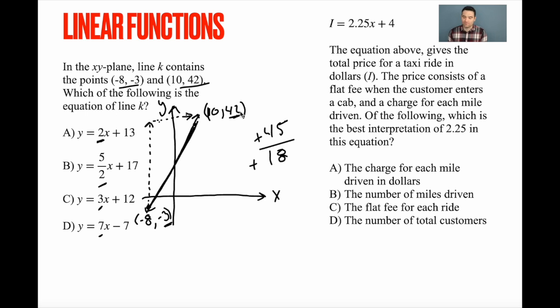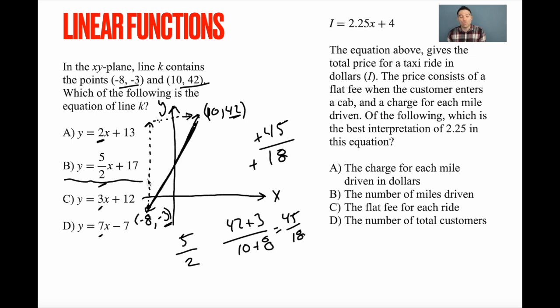And again, we could have done the formulaic way, which is to say 42 minus -3, so plus 3, over 10 minus -8, or 10 plus 8, and that gives me 45 over 18, right? And I'll divide top and bottom by 9, which gives me 5 over 2 to simplify this down. And would you look at that? There's only one equation that has a slope of 5 over 2.